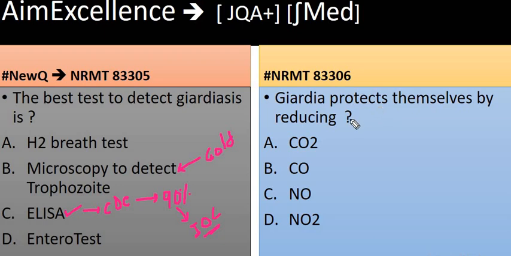Giardia protects themselves by reducing which of them? What happens in Giardia? They consume all the arginine, and as we know, arginine produces nitric oxide. So the nitric oxide level is going to be less, which is going to be pro-apoptotic. So this is the answer.